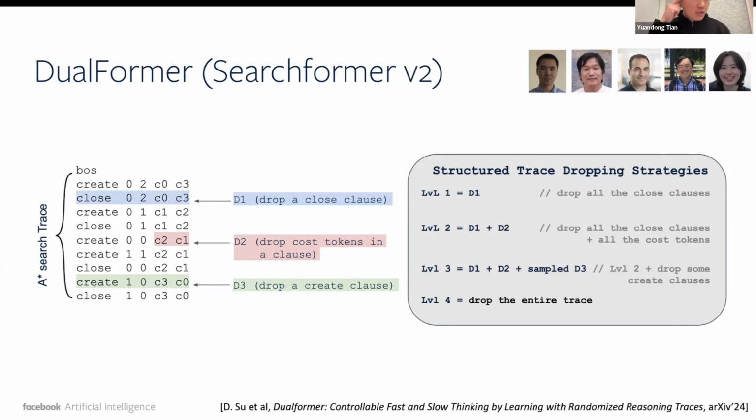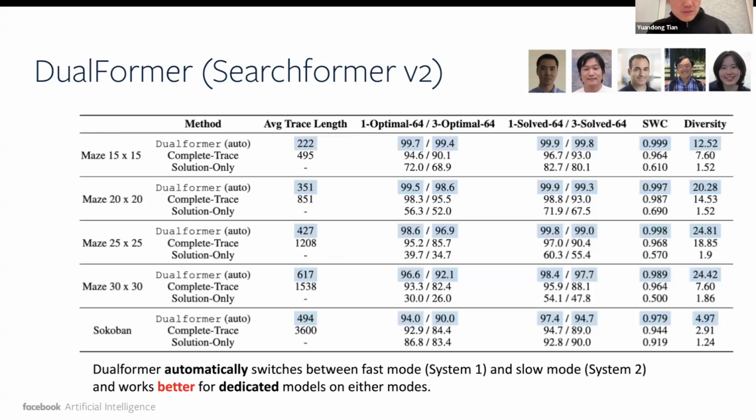Because usually the search trace can be quite long. Right? So this is actually pretty efficient. But when we reduce the length of the search trace by dropping some of the search trace details, and also add search-only and solution-only data during the training, we find something very interesting. The resulting model will automatically switch between fast mode and slow mode at the same time. So that's a very interesting experiment and result.